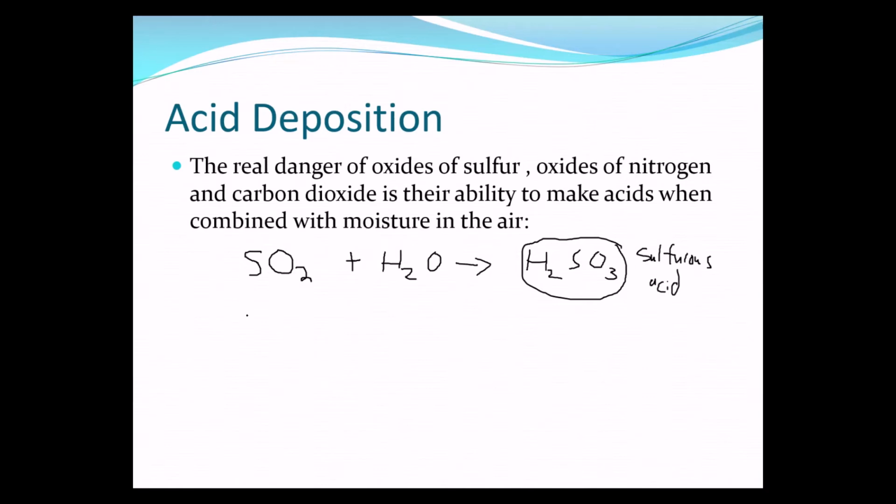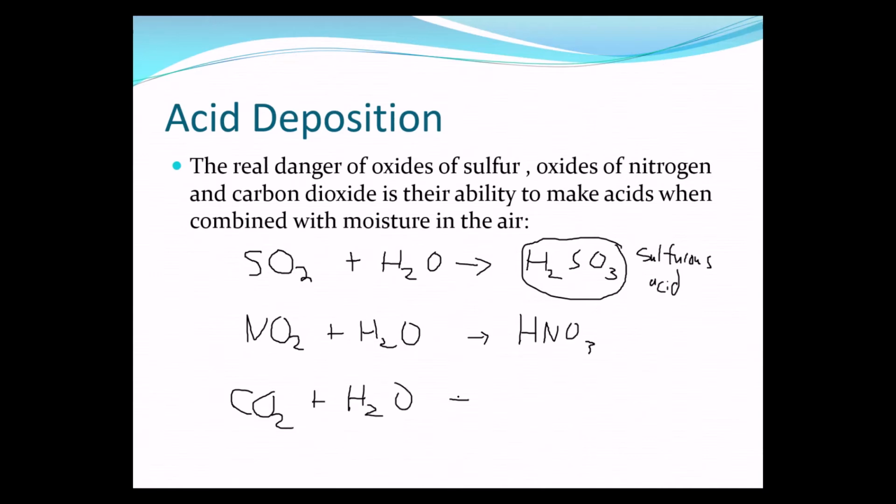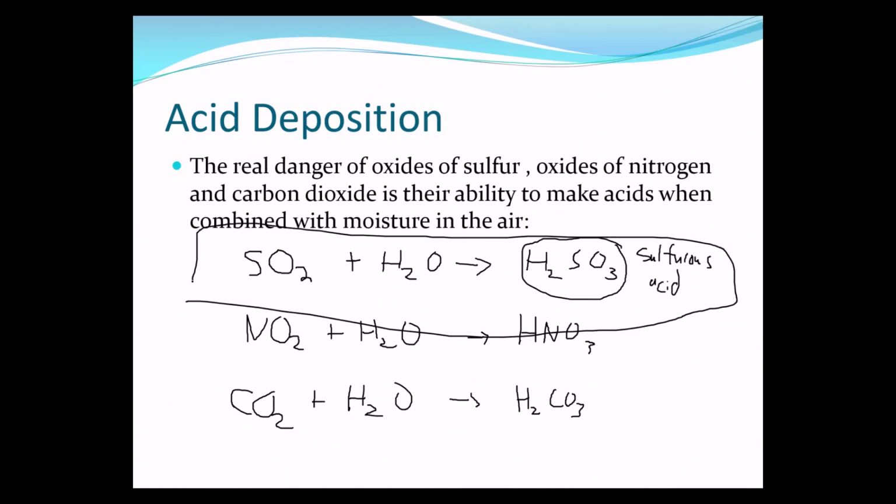So nitrogen can also do that as well. If you have something like NO2 in the air, it combines with H2O, and it can make nitric acid, HNO3, and then carbon dioxide can do this too. These two are to a lesser extent, but it can make carbonic acid, like that sample diploma question was talking about, and this is another type of acid. But this is the main one that you need to know. Sulfur from burning coal makes this sulfurous acid, and that's what makes acid rain.